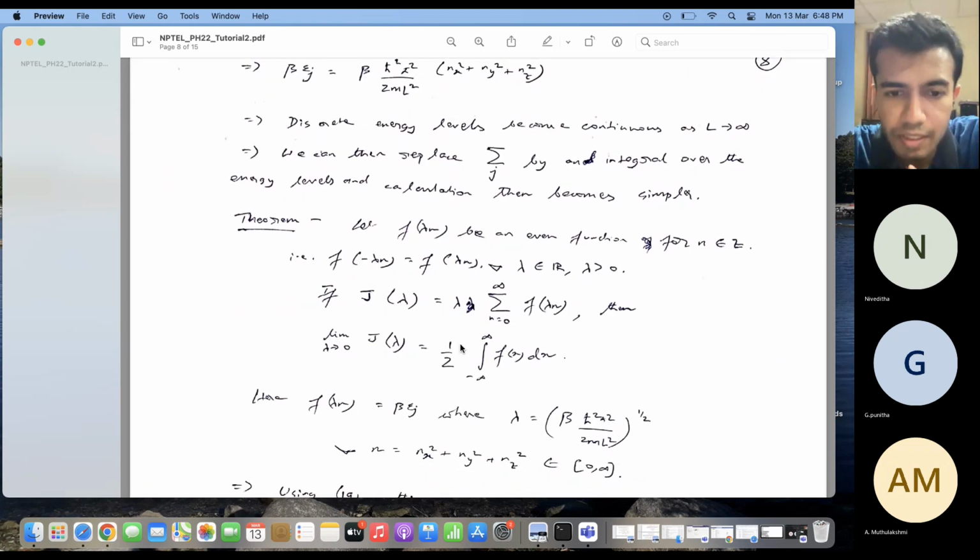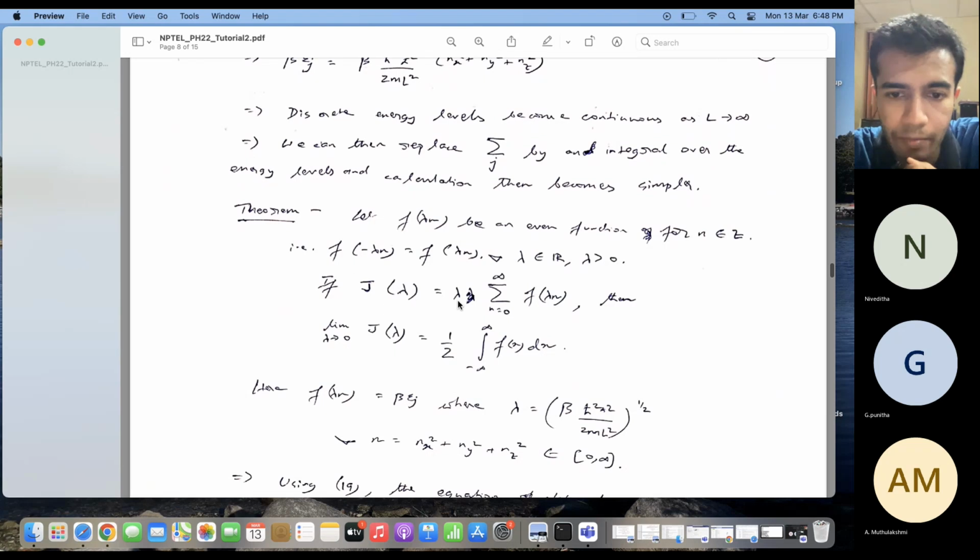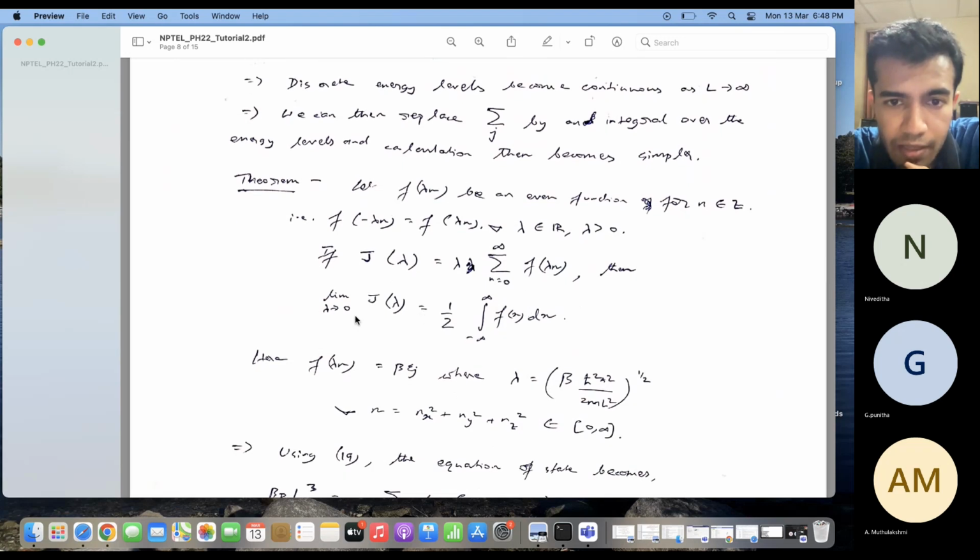Here is the theorem for doing that. Let f(lambda n) be an even function. It is an important statement: an even function for n belonging to only integer values. Even function means f(-lambda n) equals f(lambda n), and lambda is a positive real number. Then if I have some function J(lambda) equal to lambda times the summation n equal to 0 to infinity of f(lambda n), then in the limit of lambda going to 0, J(lambda) is equal to half of the integration from minus infinity to plus infinity of f(x) dx.